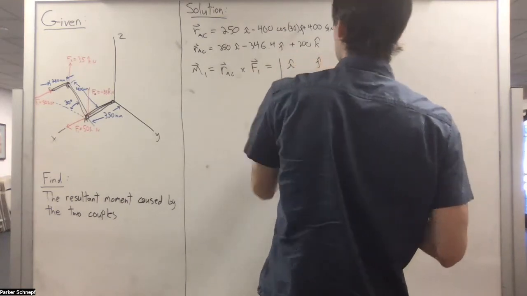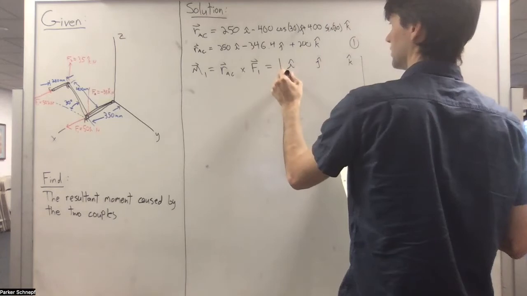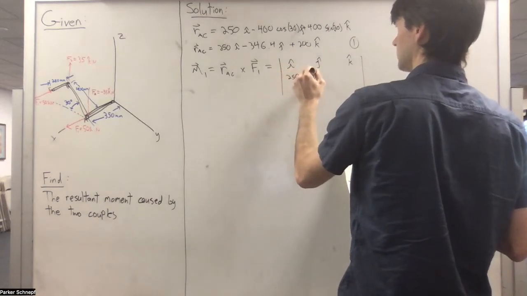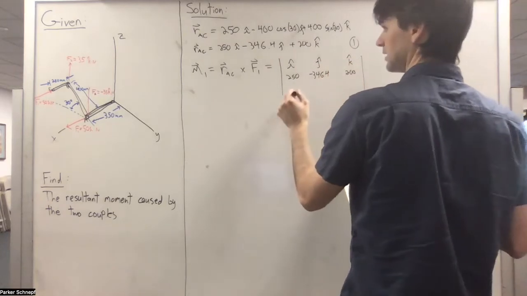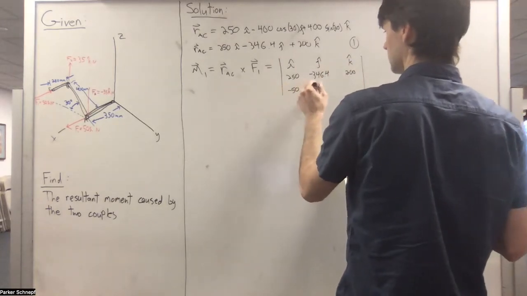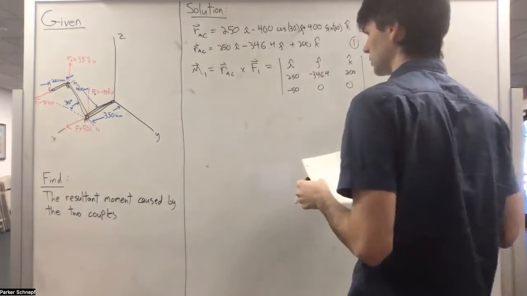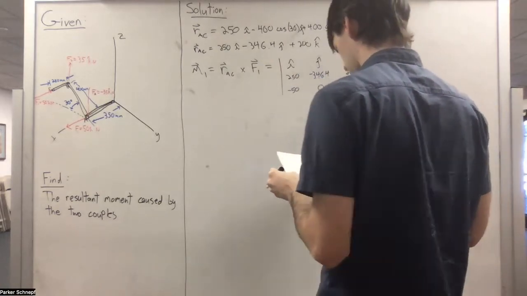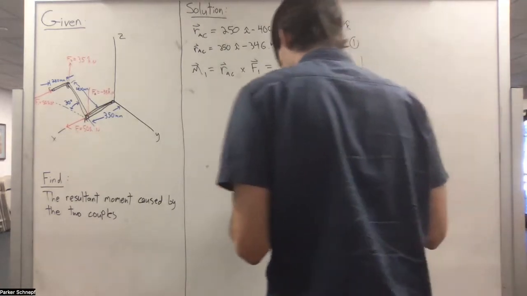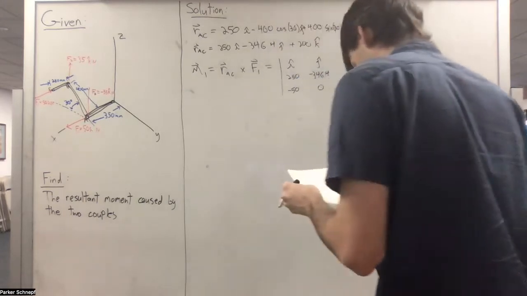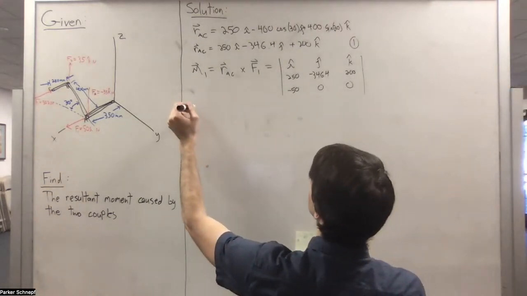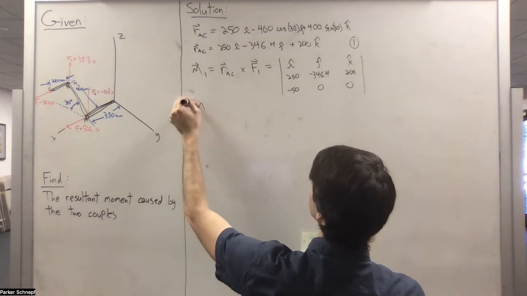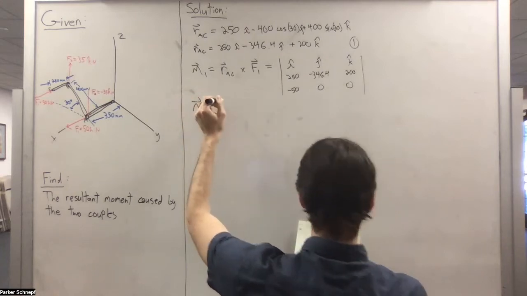So like this: 250 minus 346.4, 200, and I get minus 50, 0, 0. This should be a pretty easy one. Solve for it. So what that ends up looking like is this.